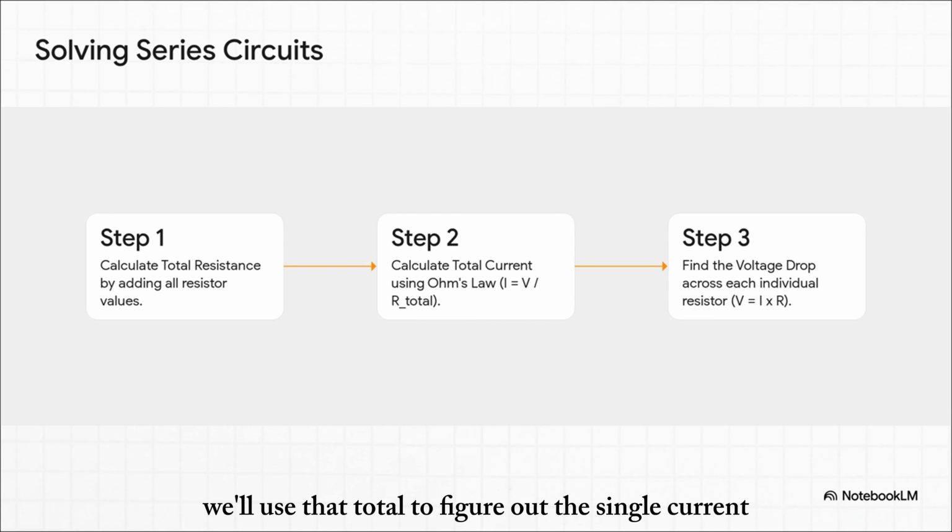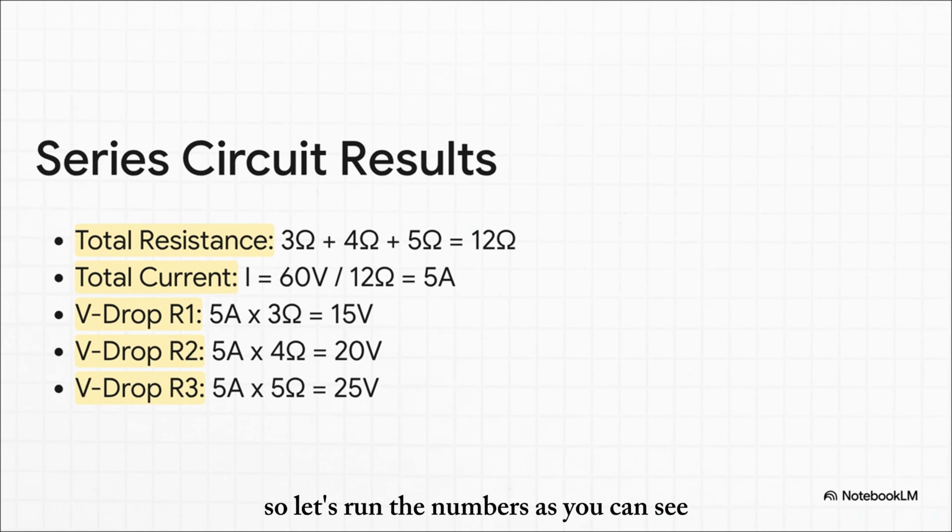Then, we'll use that total to figure out the single current that's flowing through the whole loop. And last, we'll see how that main voltage gets shared, or dropped, across each resistor. So let's run the numbers.